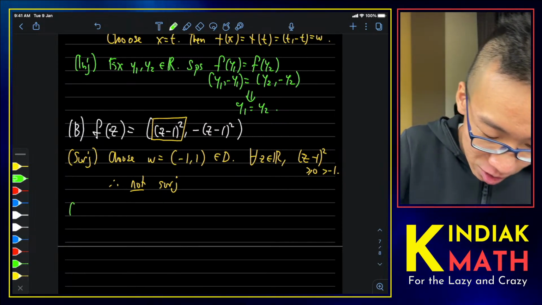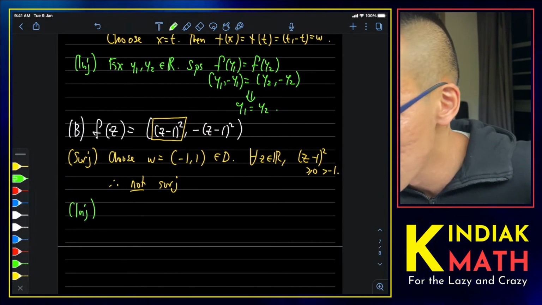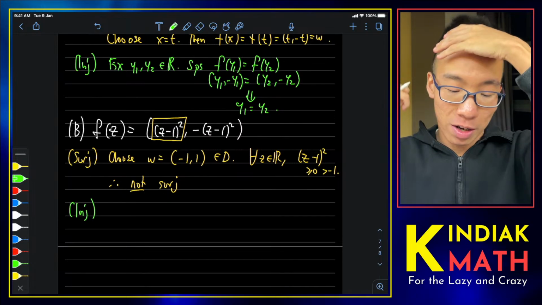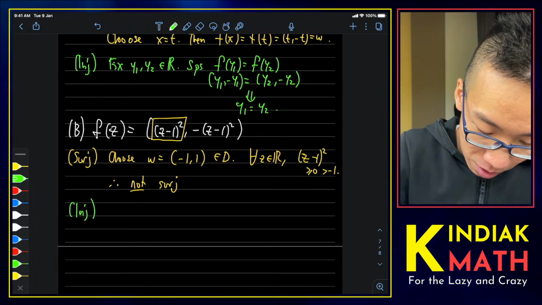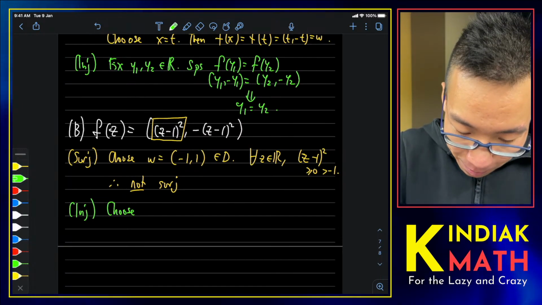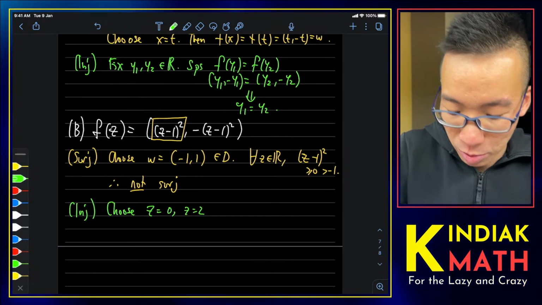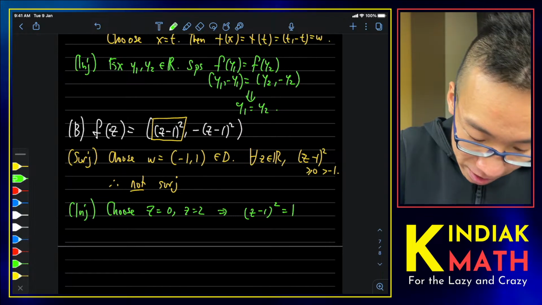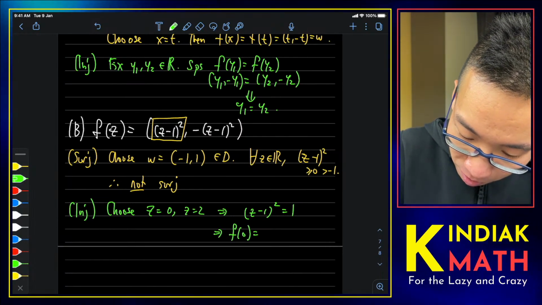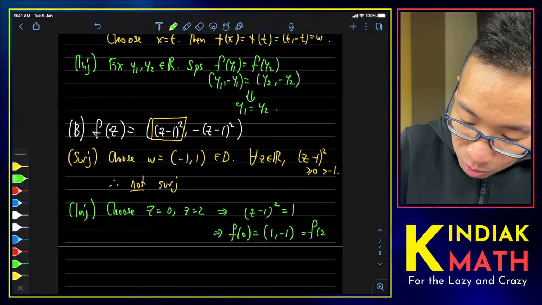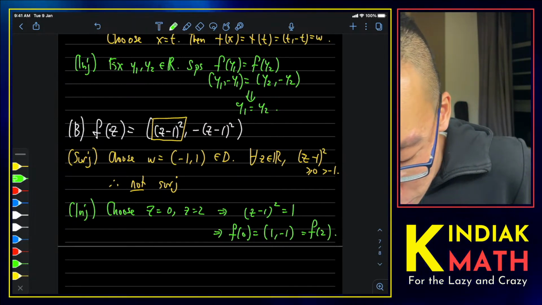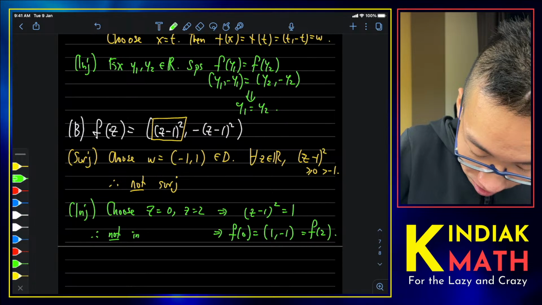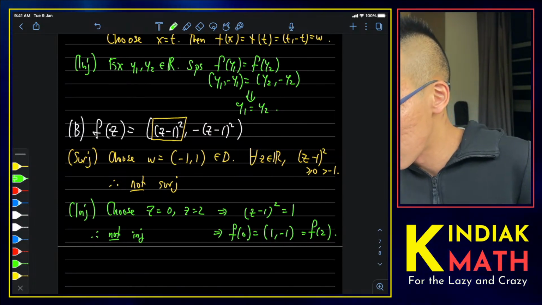And likewise for injectivity, the squared expression messes everything up once again, because when you square it, you can have two different inputs that give you the same output. Two different recipes give you the same dish. So we choose Z equals 0 and Z equals 2. In both cases, Z minus 1 squared equals 1, which means that f of 0 equals 1, negative 1, which is f of 2. In other words, two different inputs get you the same output. Therefore, it's not injective.